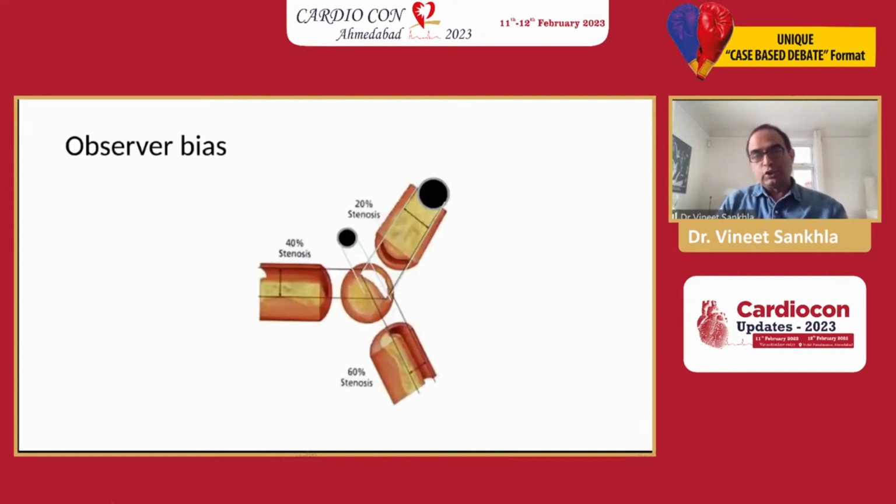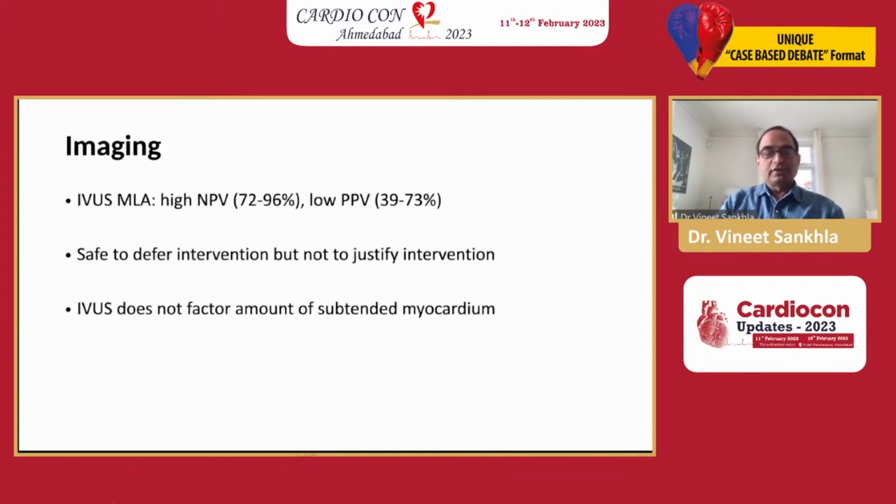Of course, we all know that just looking at the angiography visually, it's a two-dimensional view, and it always varies from which view you are seeing, and it sometimes cannot give a clear view of the severity of the coronary stenosis. So, of course, there's observer bias in coronary angiography, seeing visually. What about imaging? Now, the most important thing we see in imaging is the minimal lumen area. Studies have shown that just observing minimal lumen area has a very high negative predictive value, but a very low positive predictive value.